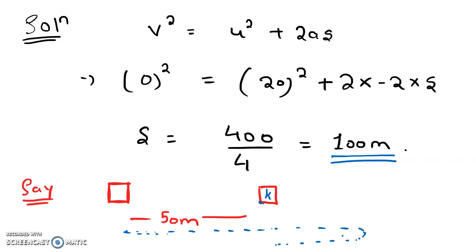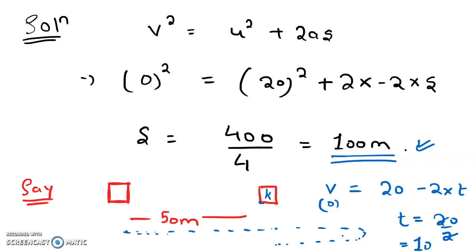Displacement I know, s is equal to ut plus half at square, or you can easily solve it by v is equal to u plus at. In this case, it is going to catch it when the velocity is getting zero. So at which time is velocity zero? u is 20, a is -2, and time I need to find. v is 0, so time is 20 by 2, that is 10 seconds.